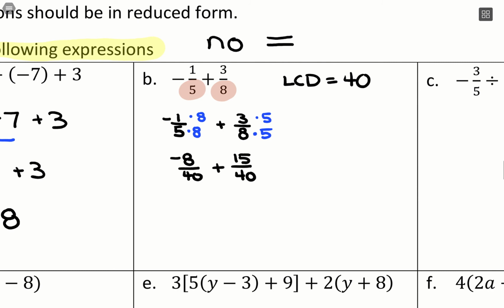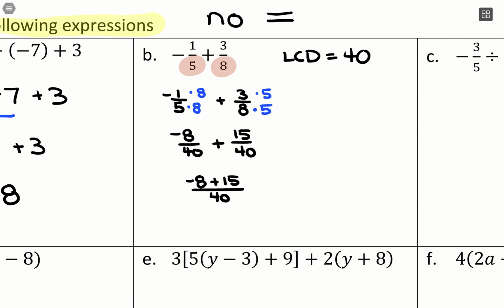Then combining our fractions, we'll have -8 plus 15 in the numerator over 40. And then simplifying that down, 15 minus 8 is going to be +7 over 40. And then we just want to see if that simplifies down, but it doesn't. Type this into the calculator and see if you get the same value out.